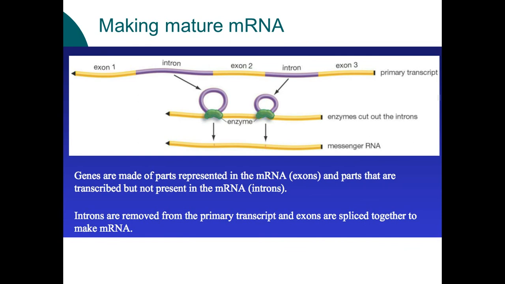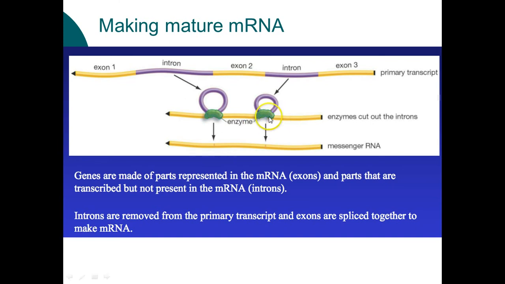So to make mature mRNA, you can see here, this is the primary transcript, which means it's a piece of RNA. And genes, it says at the bottom, genes are made of parts represented in the mRNA, the exons, and parts that are transcribed but not present in the mRNA, the introns. Introns are removed from the primary transcript and exons are spliced together to make mRNA.